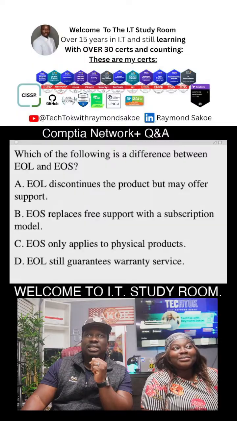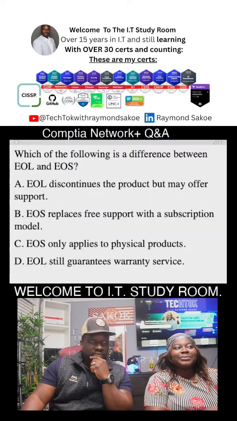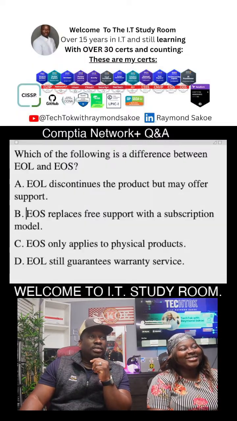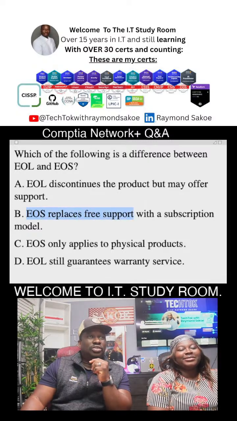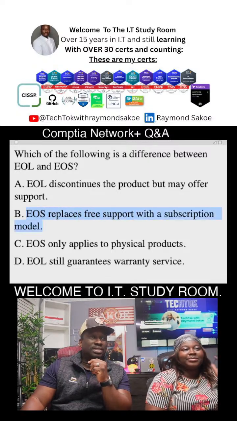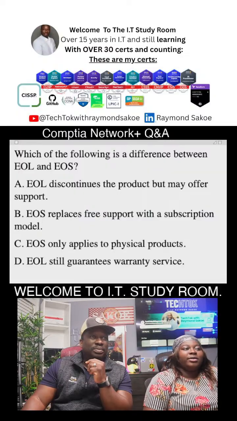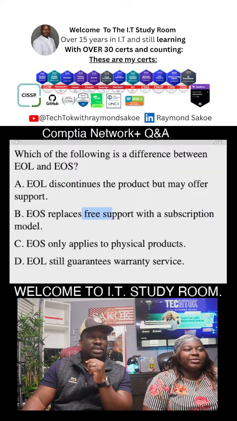So the answer was A, right? Yes. Okay. Well, somebody said B. Why wasn't that B? End of support replaces free support with a subscription model. No, it doesn't. Okay. It doesn't replace free support with subscription.